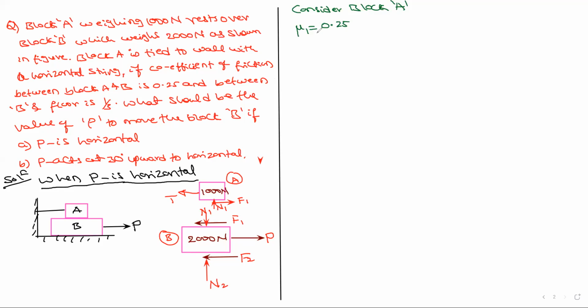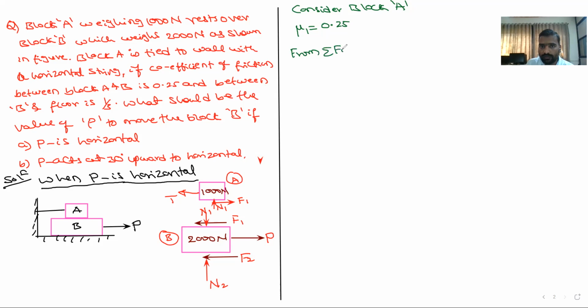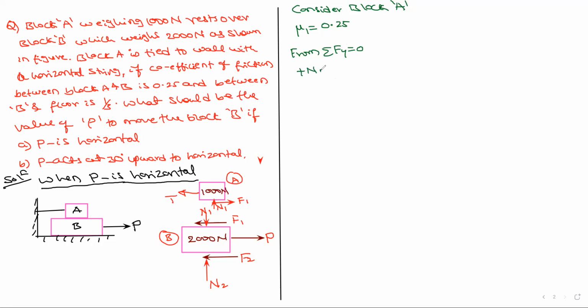So if mu is given, then what should I find out? To know the value of F1, I should find out N1. Weight is acting downward, and the normal reaction is acting upward. So from the equilibrium equation, sigma Fy equal to 0. For the block A, can you apply sigma Fy equal to 0? What are the forces which are acting upward? N1. N1 is upward, that is plus N1.